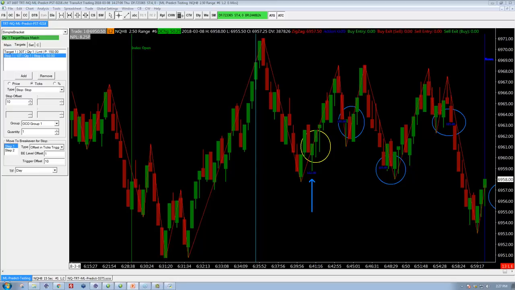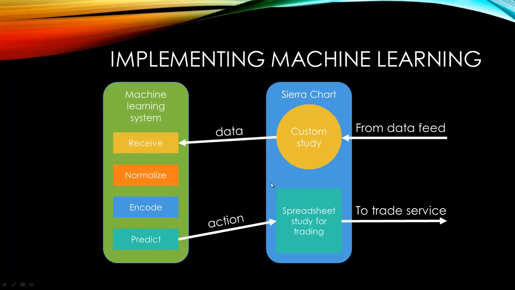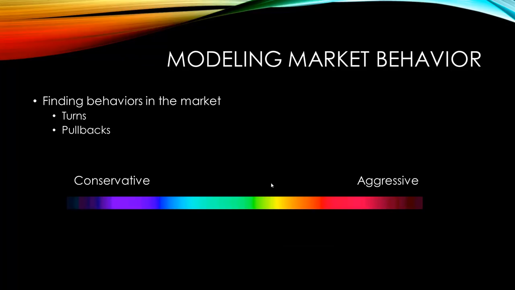Let me get back to my presentation, and we need to start winding up here because we're running out of time. Okay, so Sierra Chart grabs the data, it sends it out to a server, the server does the processing, and then it sends it back to Sierra Chart, which does all the work in terms of managing the trade. The piece that I've built here is on the left, the machine learning system itself, and then the custom study that gives it the data that it needs to do its work.